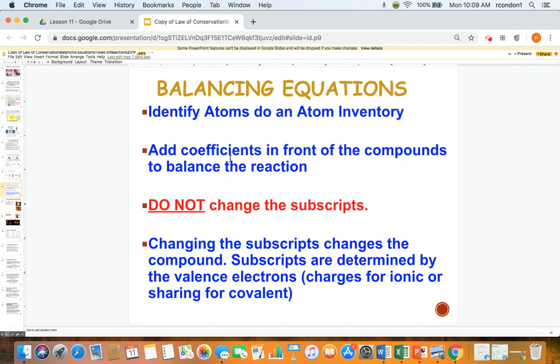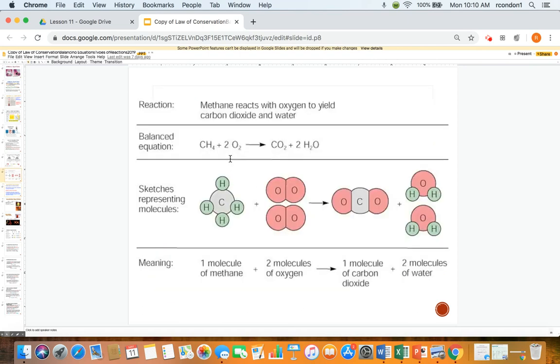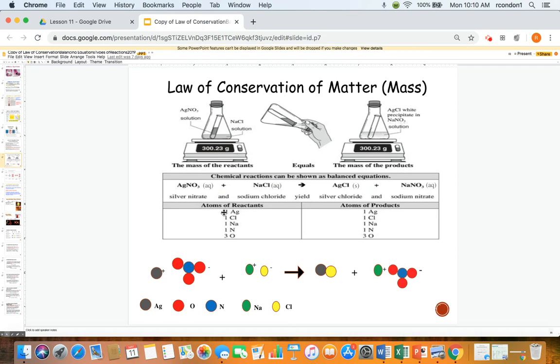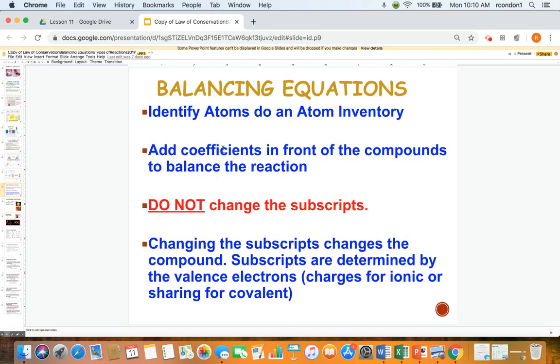So balancing equations, there's a process to this. It's kind of like a little puzzle. So if you're into puzzles, this is going to be your jam. You need to identify atoms and do an atom inventory. So we see that kind of like this. These are the atoms we have in our reactants. These are the ones we have in our products. If they're the same on both sides, you don't need to add any coefficients.